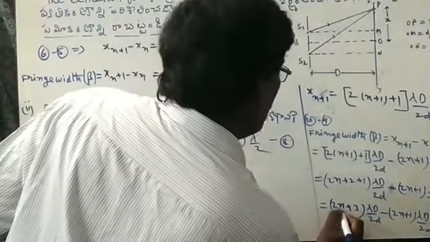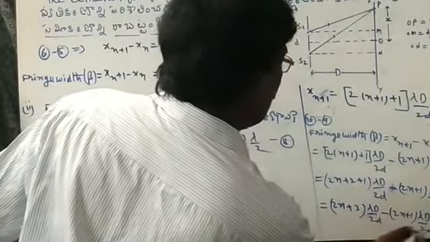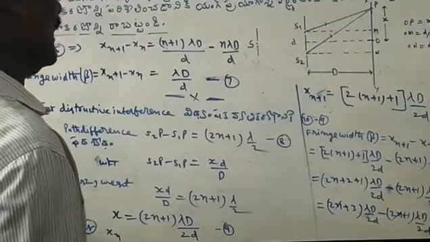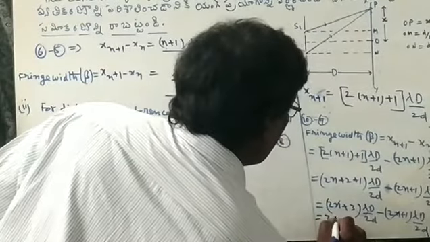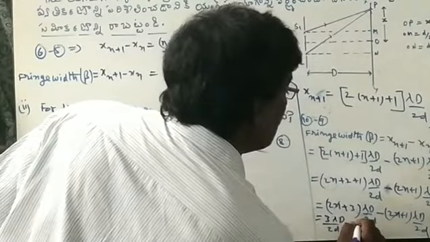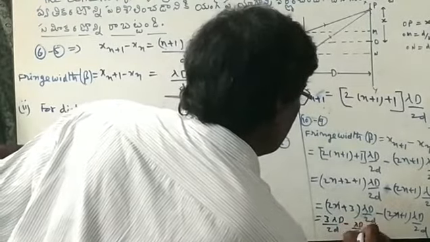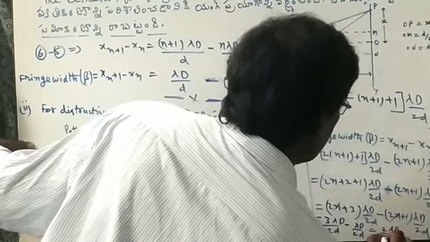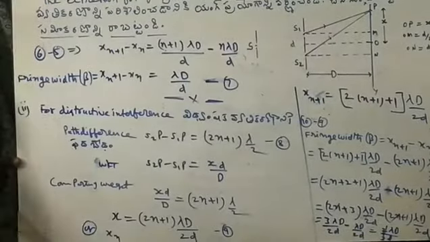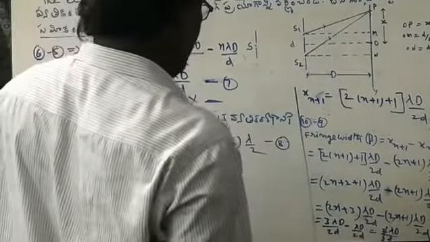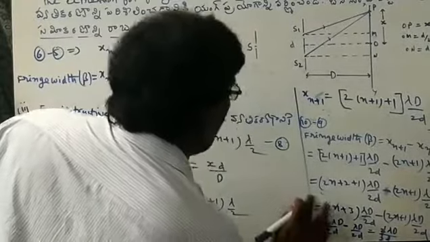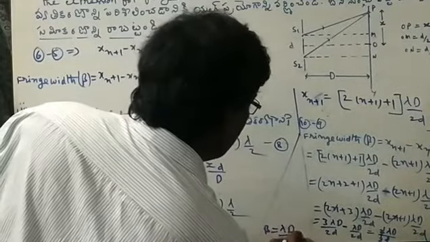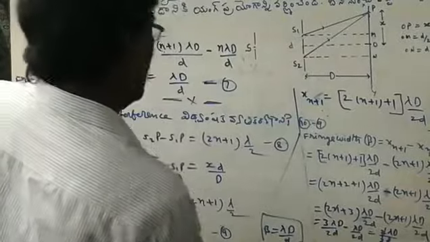Simplifying, 2n into lambda D by 2d minus 2n into lambda D by 2d cancel. Means 3 lambda D by 2d minus lambda D by 2d is equal to 2 lambda D by 2d. It is equal to lambda D by d. Our answer is fringe width beta is equal to lambda D by d. This is our equation number 10.